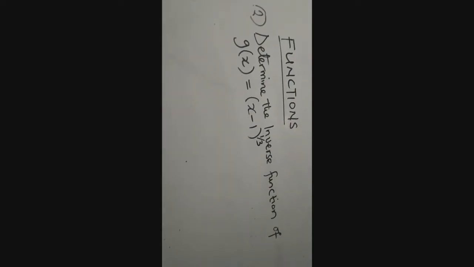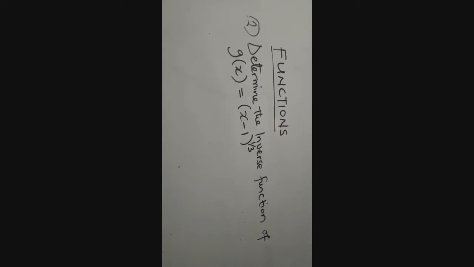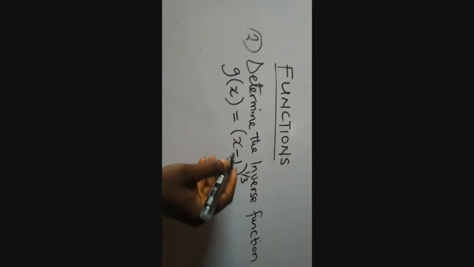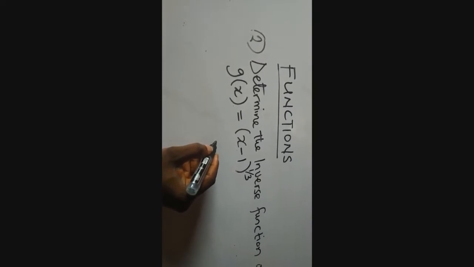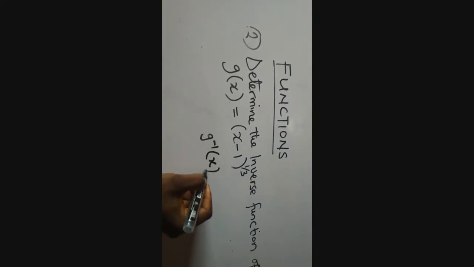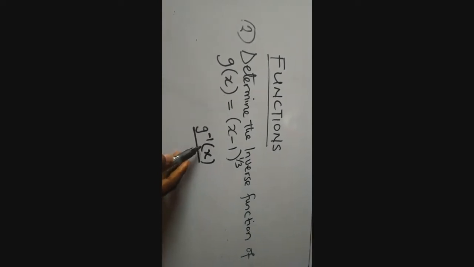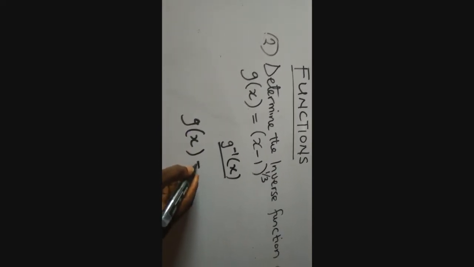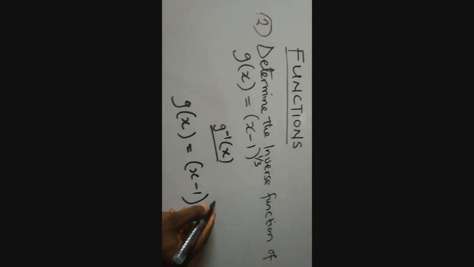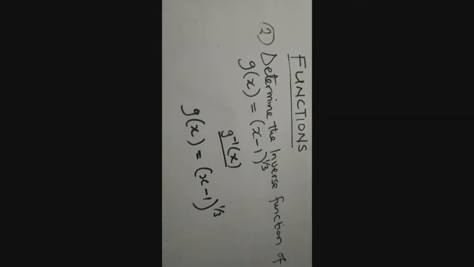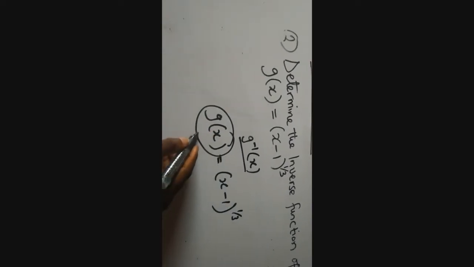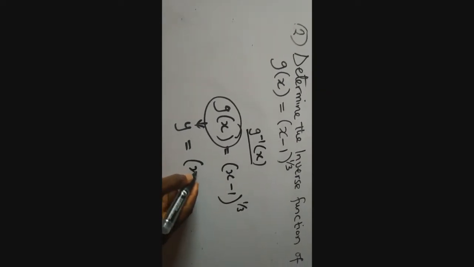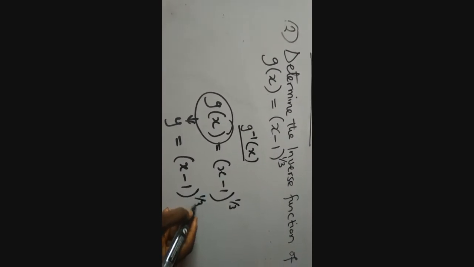We are asked to determine the inverse function of g of x equal to x minus 1 raised to the power of 1 over 3. Now all we are asked to find is g inverse of x. How do we get g inverse of x? From the function g of x is equal to x minus 1 raised to the power of 1 over 3, I am going to substitute this with y. Y is equal to x minus 1 raised to the power of 1 over 3.